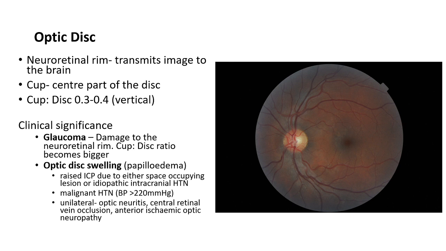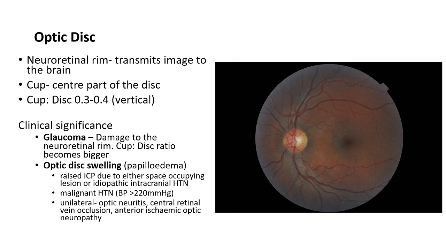The optic disc is composed of the outer colored neuroretinal rim and the inner pale cup. The disc transmits light from the retina to the brain. The cup has no neuroretinal fibers. You can think of it as an empty space. The ratio of cup to disc should be less than 0.4 when measured along the vertical axis.